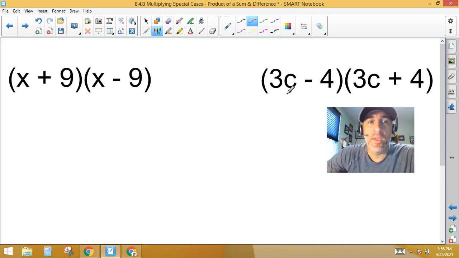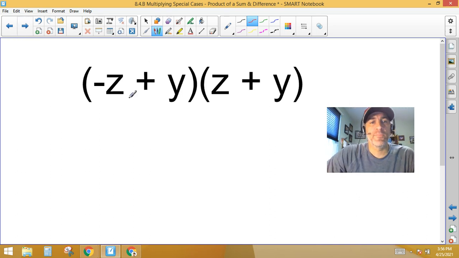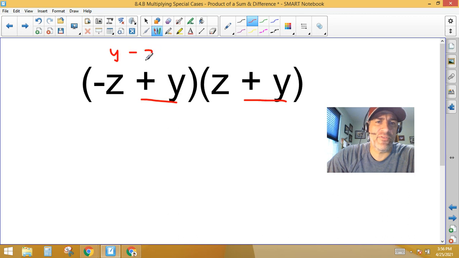Hopefully you got that. Now, one little extension here. What if the first term is negative and the first term of the other one is positive? That might throw you off, but both of these are positive. Is this still the product of a sum and a difference? It is, because I could just switch the order. I could make this y minus z and y plus z, right? So it is. This is still a product of a sum and a difference.